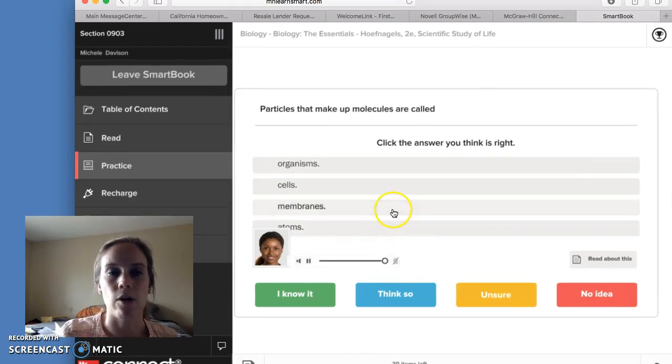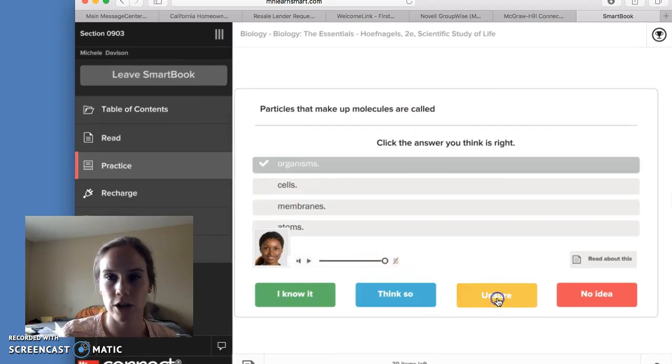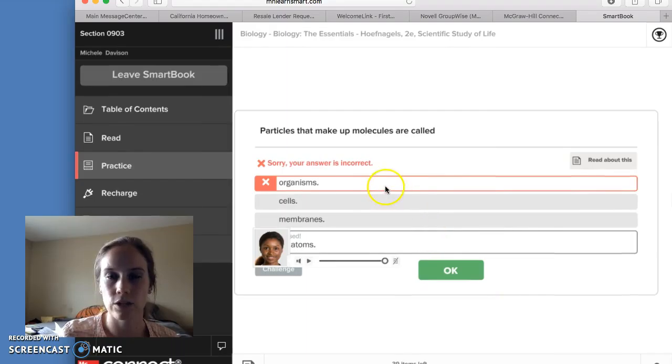Okay, now particles that make up molecules are called. Well, maybe I don't know this one, so I'm going to say organisms, and I'm unsure. Okay, my answer is incorrect. They're going to tell you to go read about it.